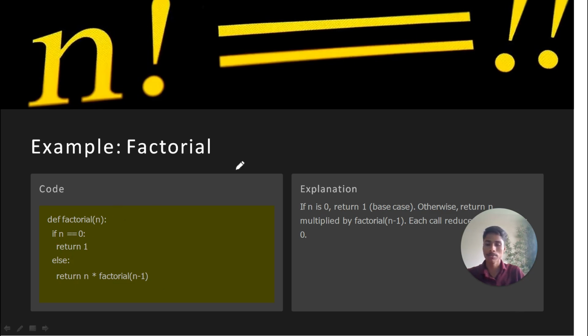factorial(n minus 1). It means that we know that 0 factorial is equal to 1 and 1 factorial is also 1. Then it can be explained that if n is equal to 0, it will return 1, which is the base case. Otherwise it returns n multiplied by factorial(n minus 1). That is the recursive step.